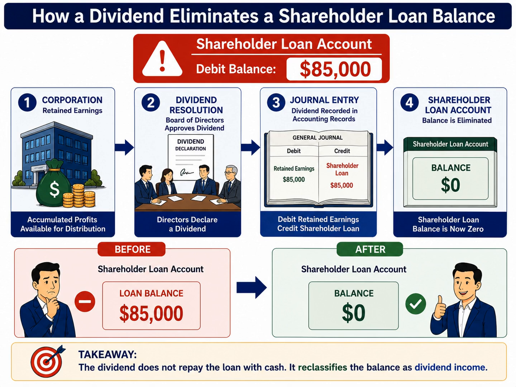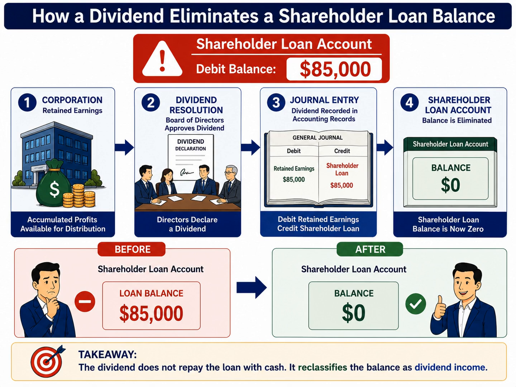Before the adjustment, the books showed a shareholder loan balance of $85,000. After the dividend is applied, the shareholder loan balance becomes zero. The loan has effectively disappeared because it has been converted into dividend income. This is one of the most important concepts in shareholder loan planning.